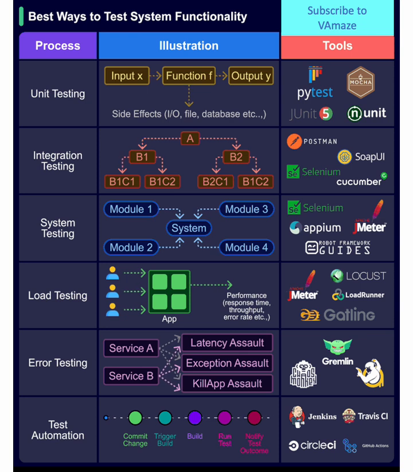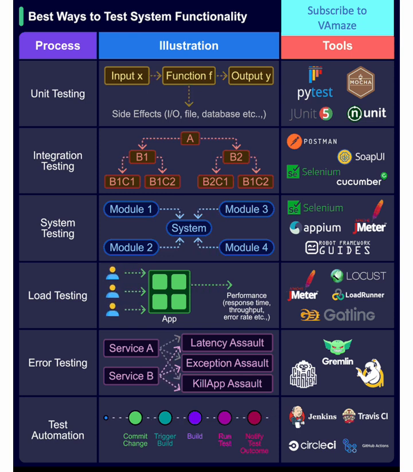Best practices for automation. Start with stable and repetitive test cases. Maintain a balance between automated and manual testing. Design tests for maintainability and readability. Implement proper reporting and logging. Regular maintenance and updates of test scripts.